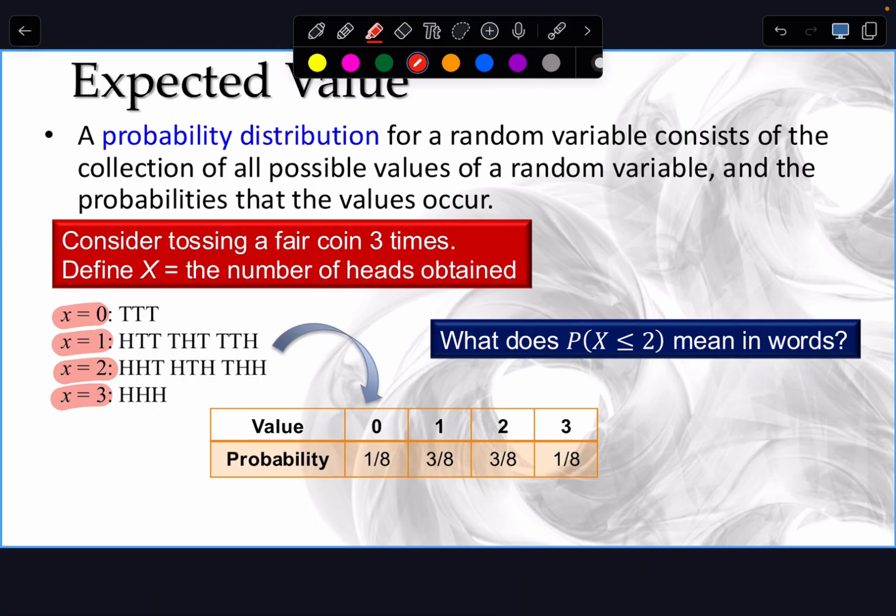So when I build that probability distribution, then I have to calculate those probabilities according to that sample space. So the probability that I get 0 heads would be 1 out of 8. The probability that I get 1 head would be 3 out of 8, and so on. When we build our probability distributions, how do we verify that that's a legitimate probability distribution? What are the 2 conditions or the 2 properties that need to be met?